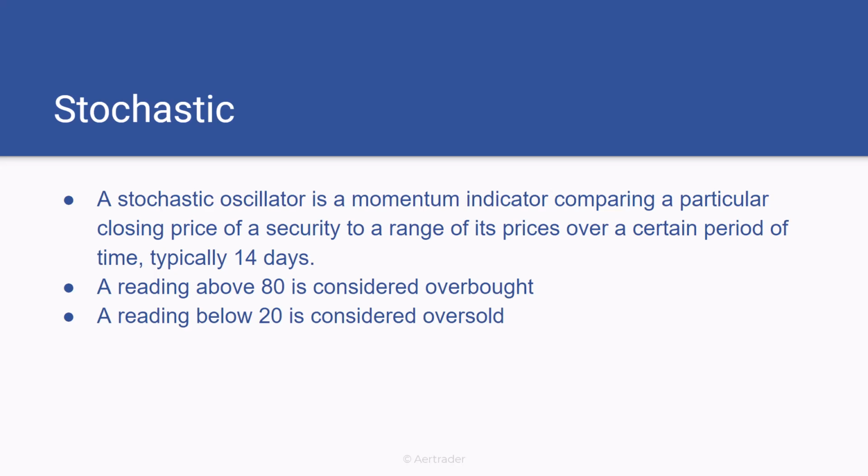There are different variations of the stochastic oscillator, including the slow stochastic oscillator and the full stochastic oscillator, which use different formulas and time periods to calculate the indicator. The stochastic oscillator is one of several momentum indicators that traders use to help identify potential buy and sell signals in financial markets.